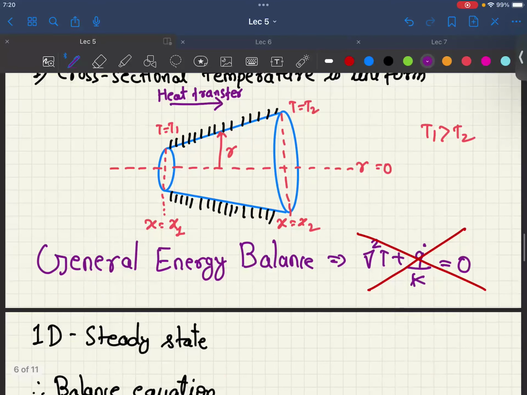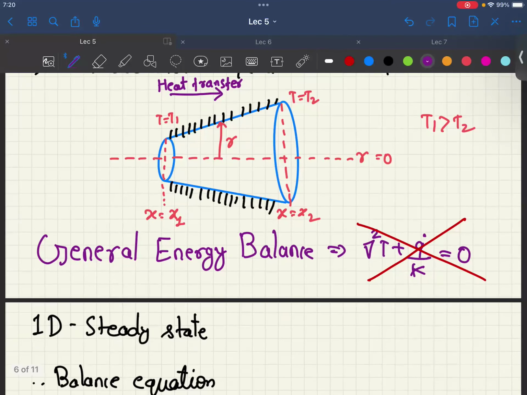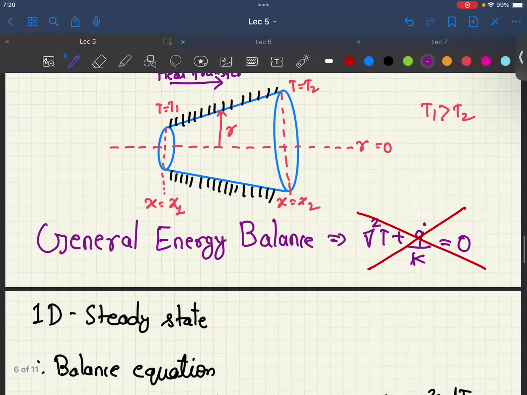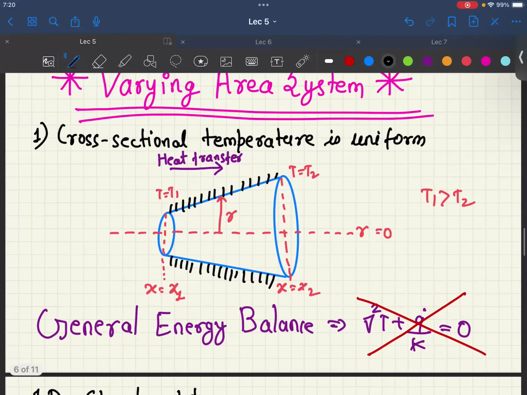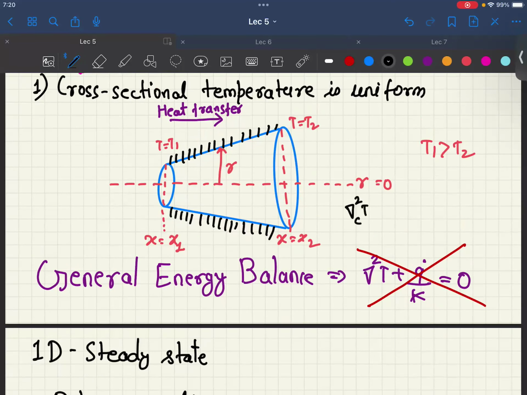Now, the generalized energy balance which we had was del squared T, right? Since this is a cylindrical system, let me first describe the system. What we have is a cone, or a frustum of a cone, kind of structure, right? So here we are maintaining this face. You can imagine a face like this, for example, and one more here.